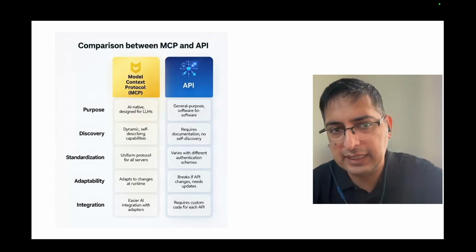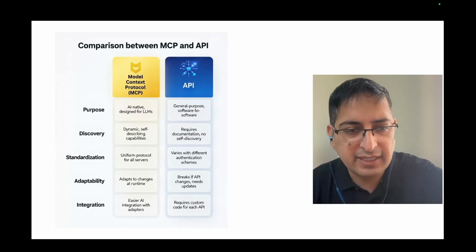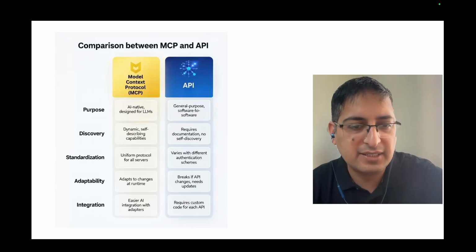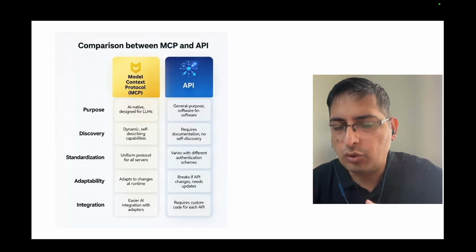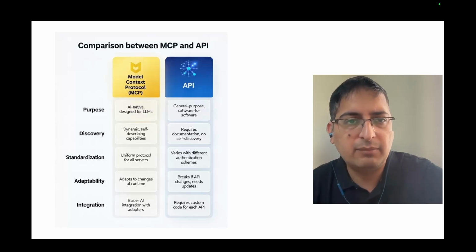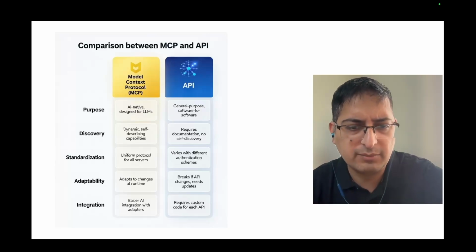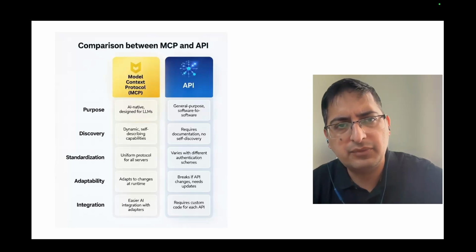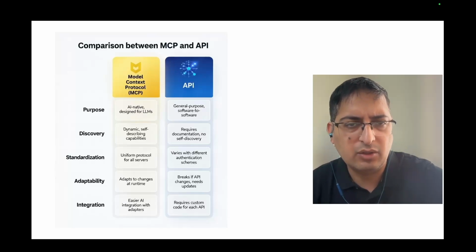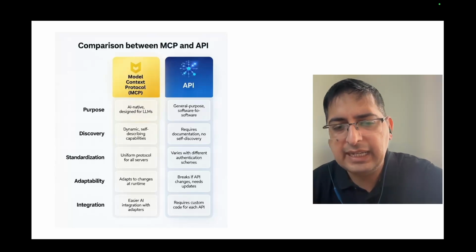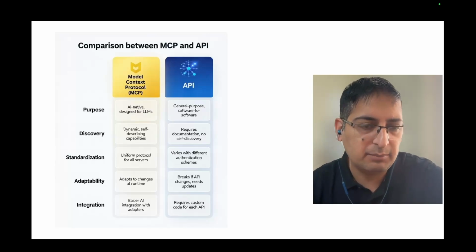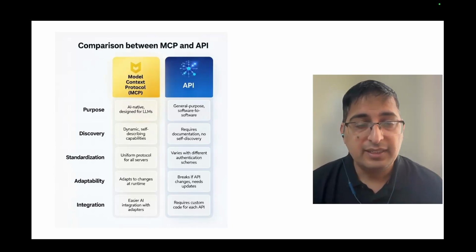As I said earlier, MCP is specifically designed for AI, so the integration with different AI systems is very easy. If you don't want to use MCP but still want to consume data from different places, you have to write a lot of custom code to call the specific APIs of that company or product. So the integration is not very clean with API. I hope it is very clear what the difference between MCP and API is.